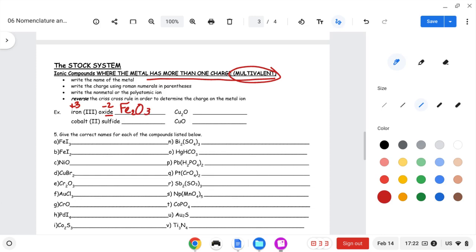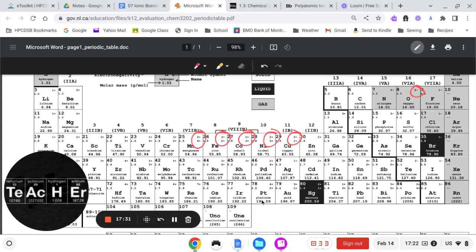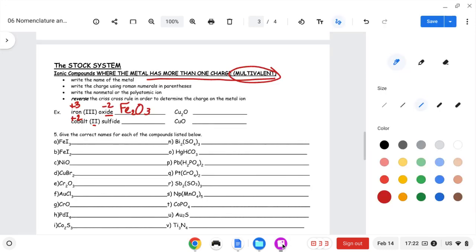For cobalt(II) sulfide, okay, so they're telling me the charge on cobalt. I don't even need to go look it up. So cobalt's charge is +2. And then for sulfide, I will go and look up the charge on sulfur. So sulfur is right below oxygen, so they have the same chemical charge. And I'll write that there.